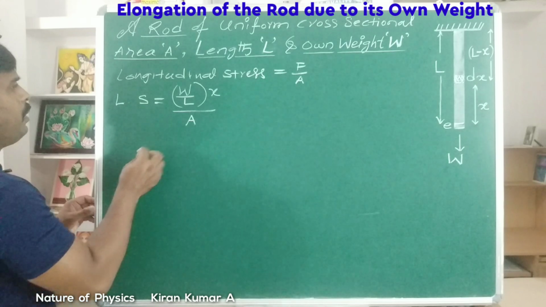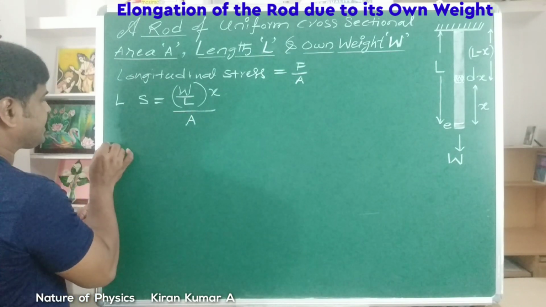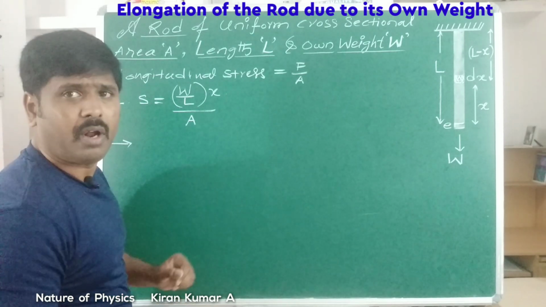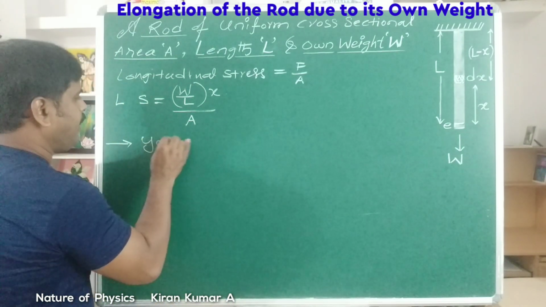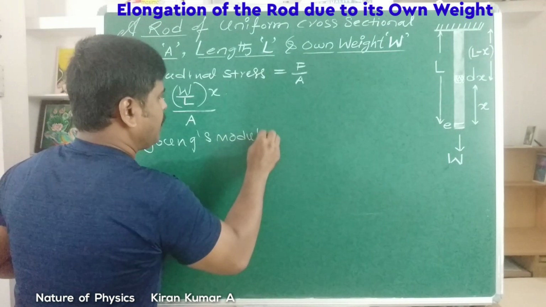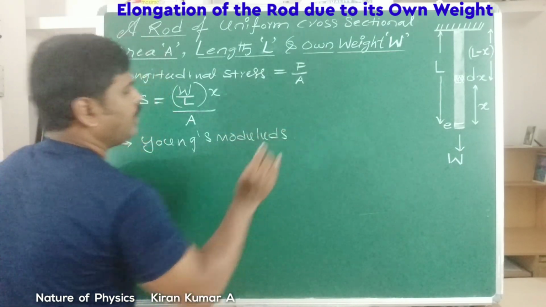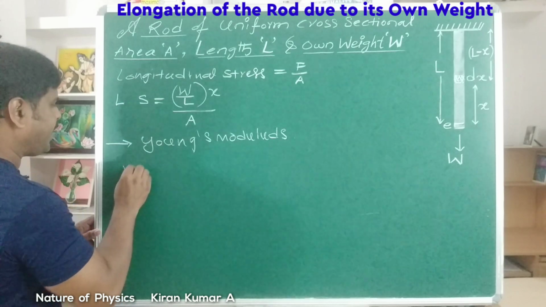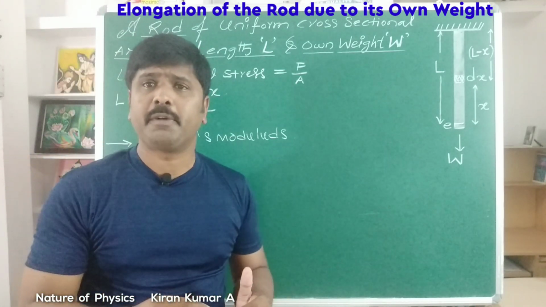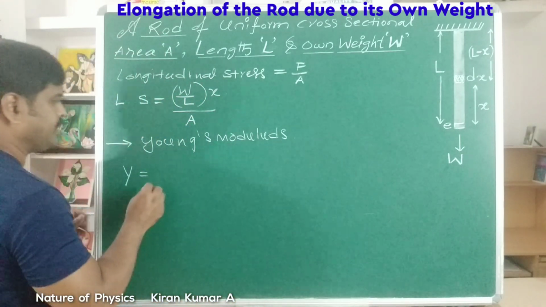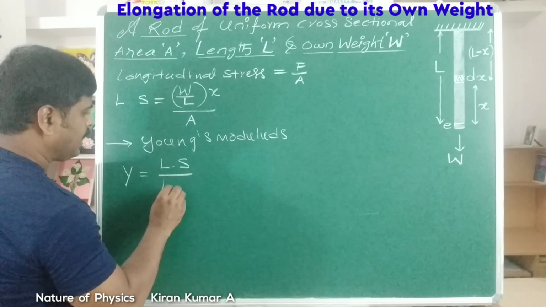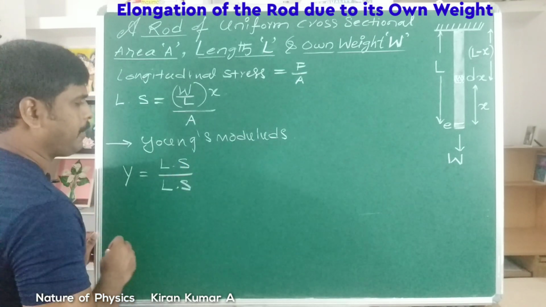Okay, so next we have to discuss the Young's modulus of the rod. For Young's modulus, Y is equal to longitudinal stress divided by longitudinal strain. So longitudinal stress divided by longitudinal strain.